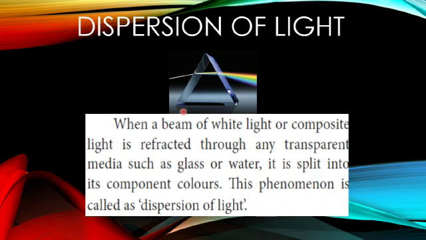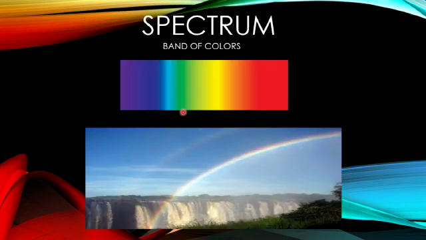Dispersion means distribution. So, the phenomenon of dispersion of light is when a beam of white light or composite light is refracted through any transparent medium such as glass or water, it is split into its component colors. Spectrum. The band of colors is called a spectrum. The spectrum consists of 7 colors. These colors are represented by VIBGYOR.